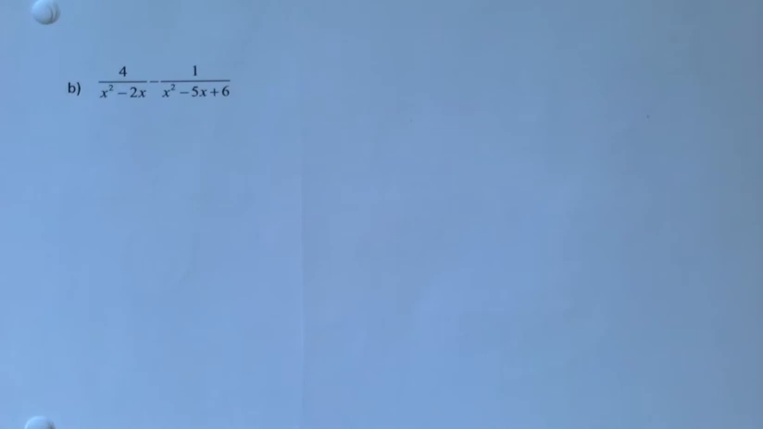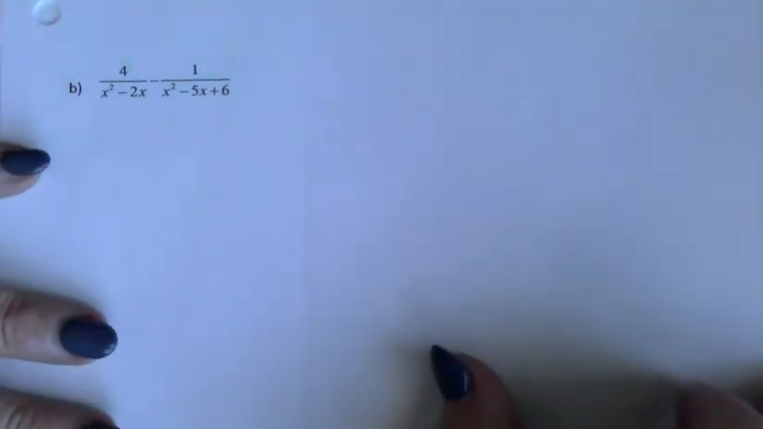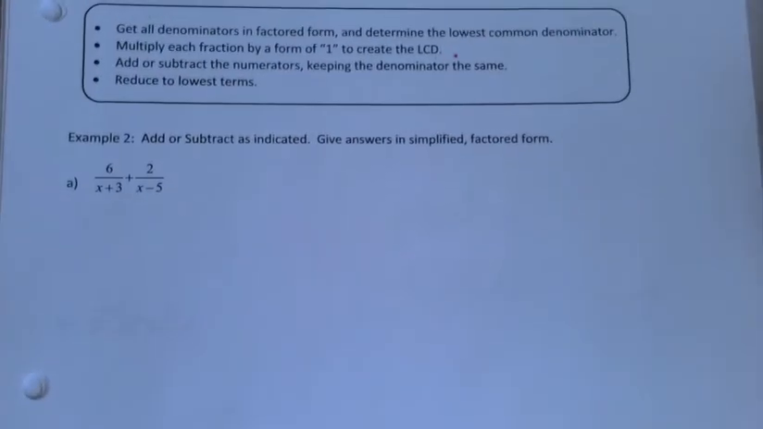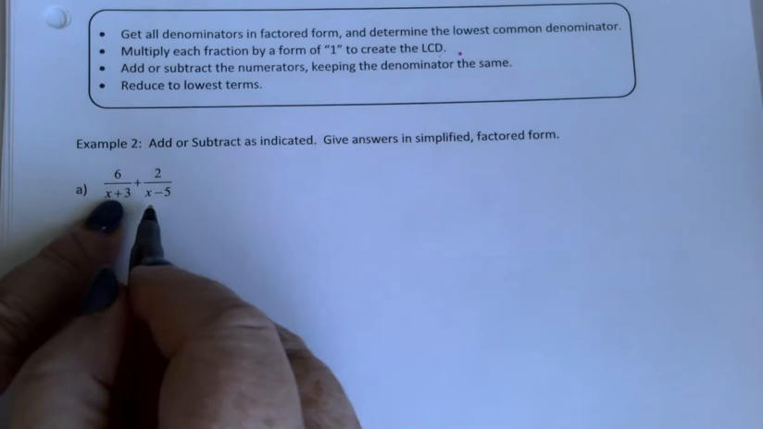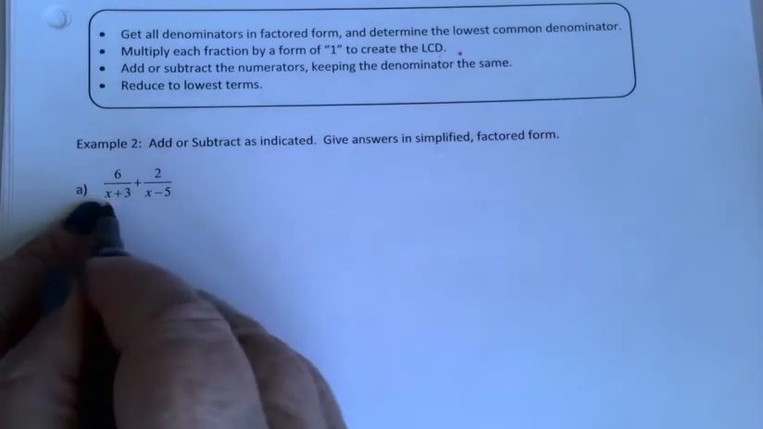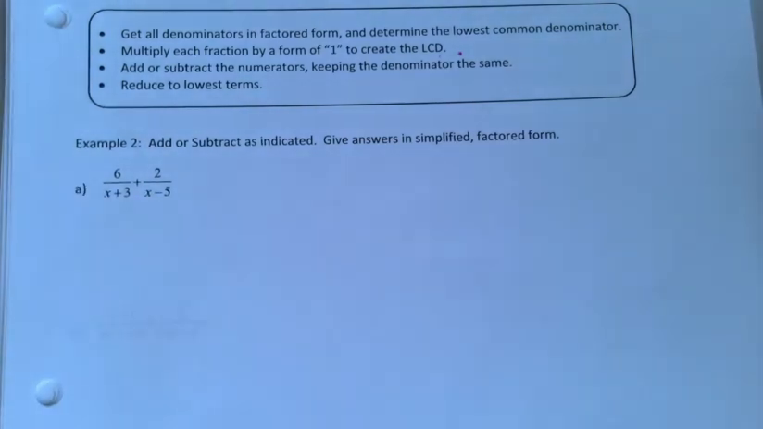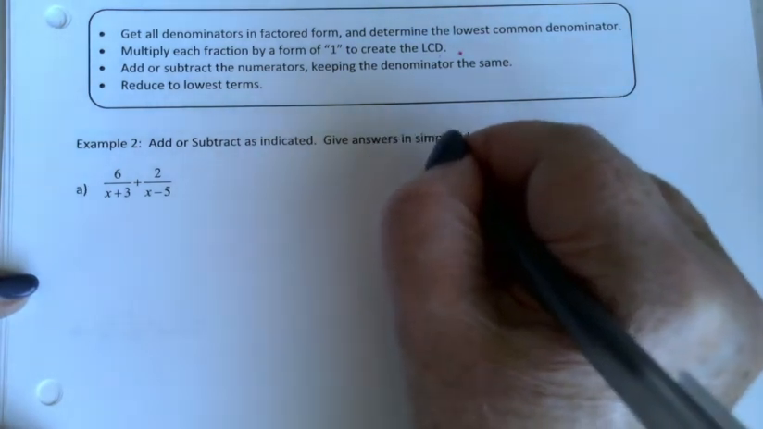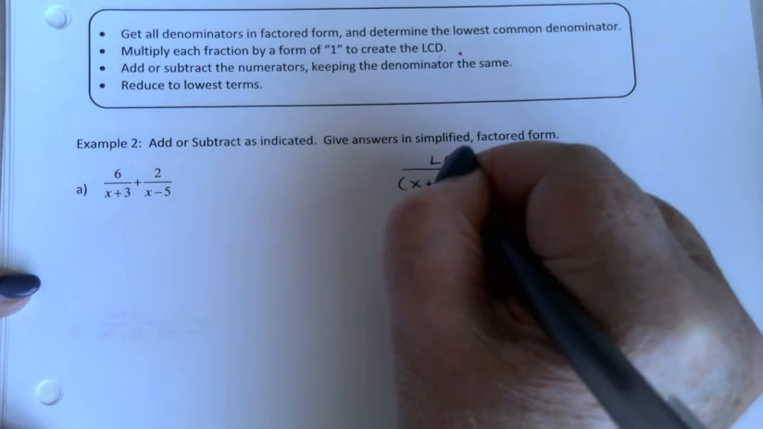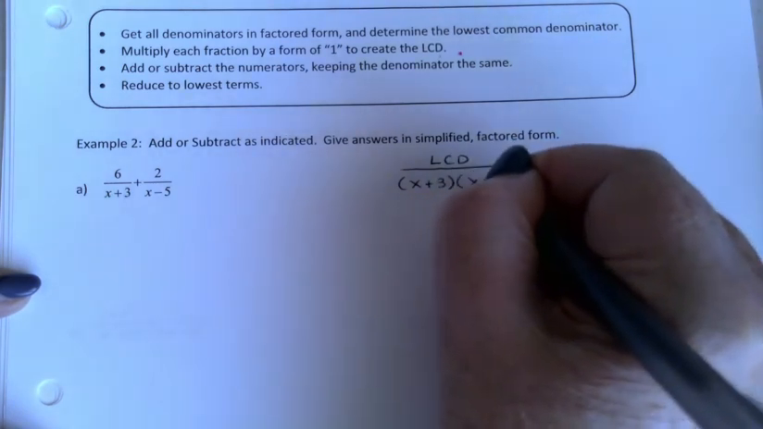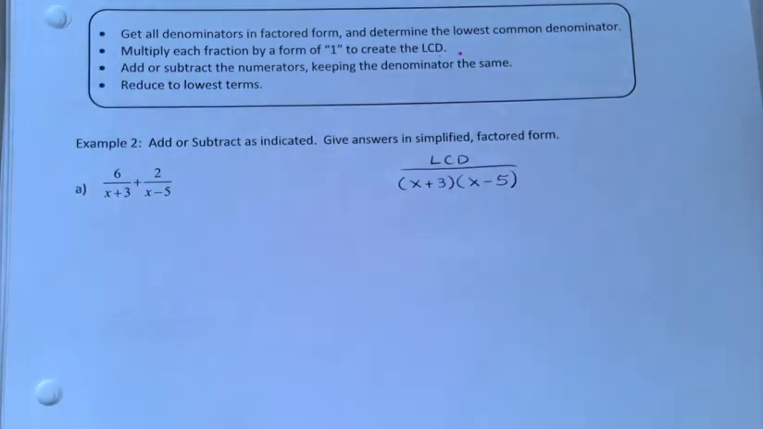All right, so let's try a couple more problems where we have to figure out a common denominator. This is really just a little review of all the steps that we've been talking about. As I look at A here, these two denominators are really completely different. And so in a case like this, I'm just going to say that my LCD is just the product of both: x plus 3 times x minus 5.